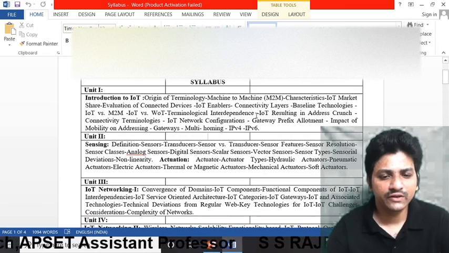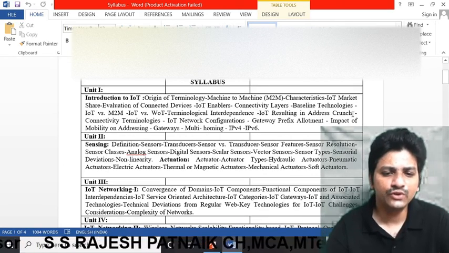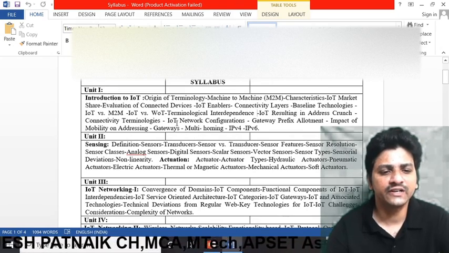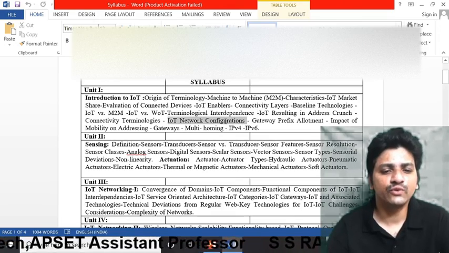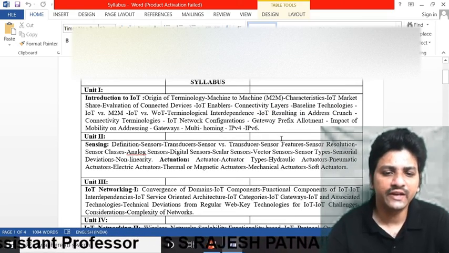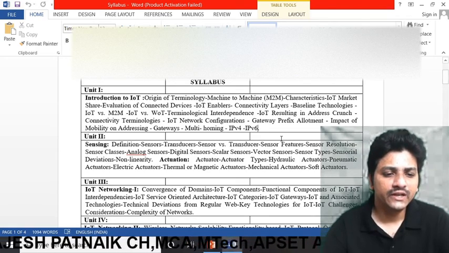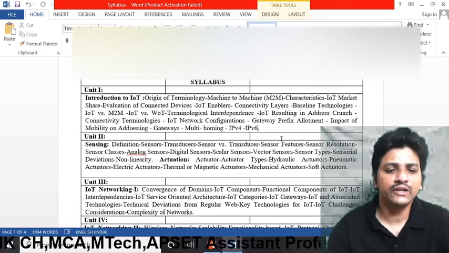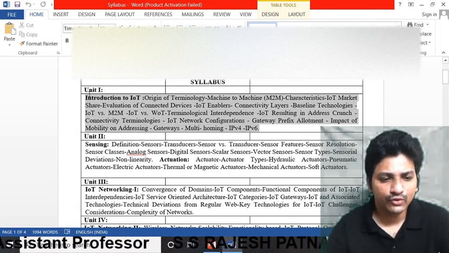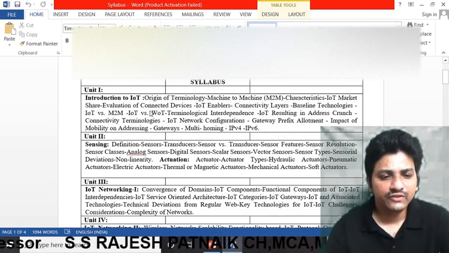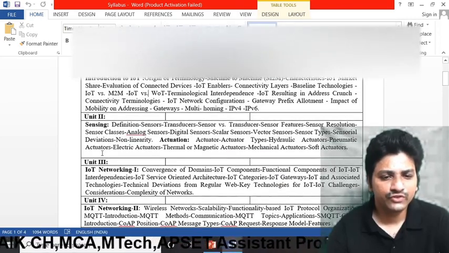What we are going to understand later: interdependency, IoT addressing and connectivity technologies, some basic connectivity technologies, IoT network configuration and gateways, prefix allotment, impact of mobility on addresses, gateways, multi-homing, and we are going to understand IPv4 and IPv6 protocols. Okay, so this is the first unit. Later we will move to the second, third, etc. So this is our syllabus.